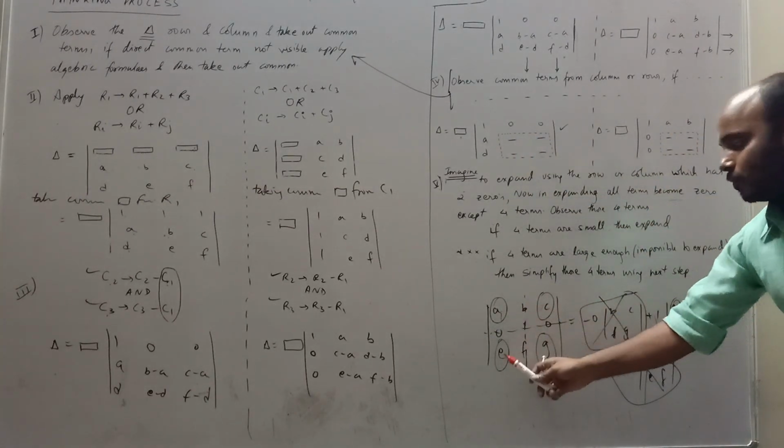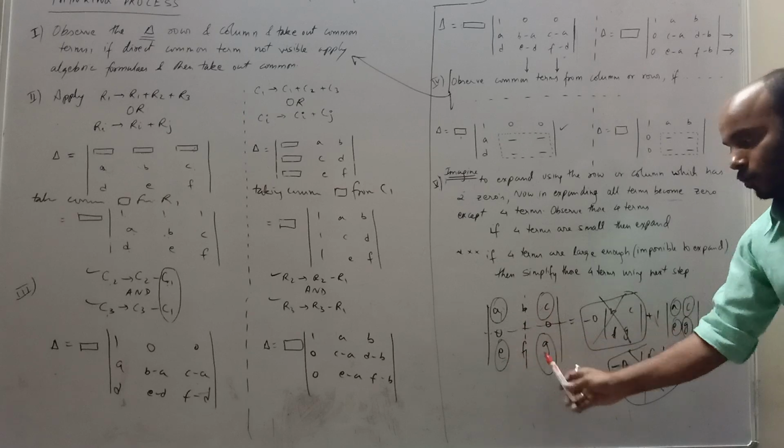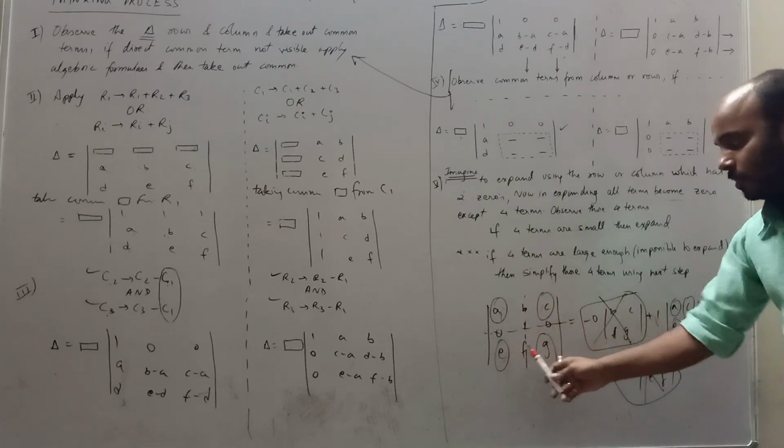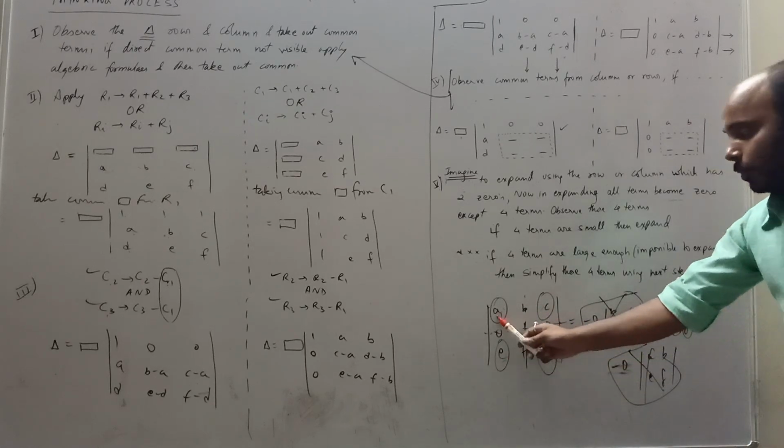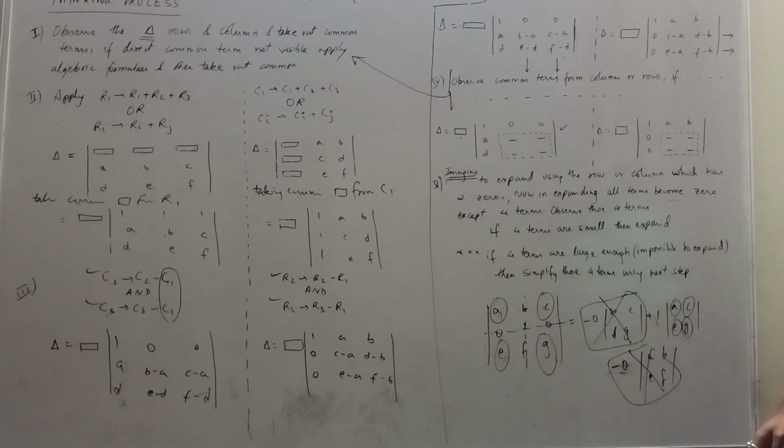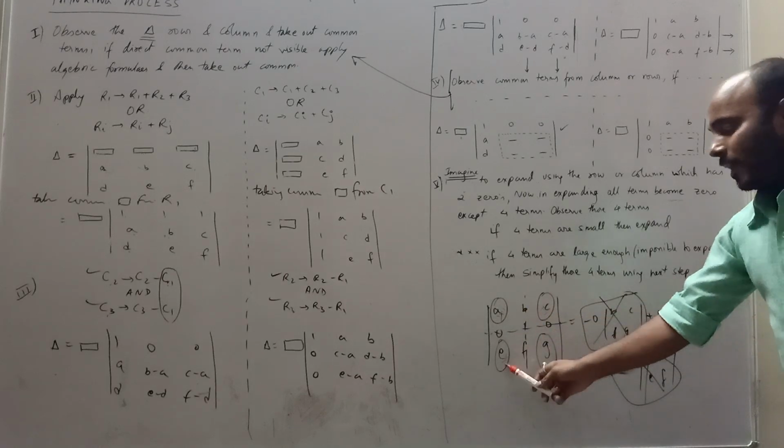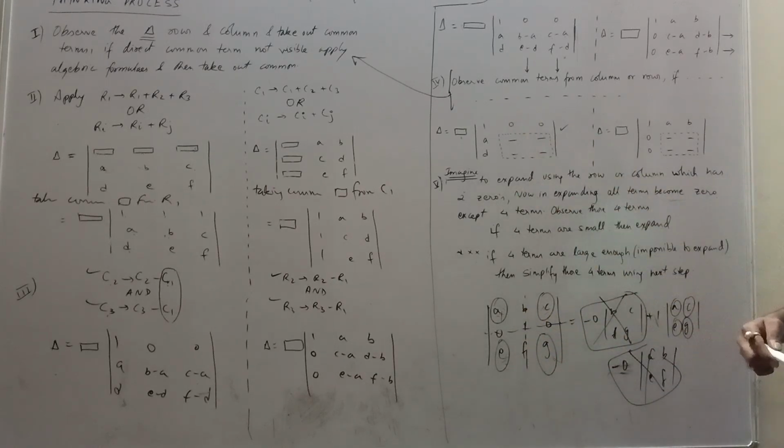That means you have to observe these 4 terms. Are they small or not? If they are small terms, one single term, you expand it. If they are triple terms, don't ever try to expand. If you try to expand, you will never get the answer. Now your job is how to simplify these things, that we will discuss next.